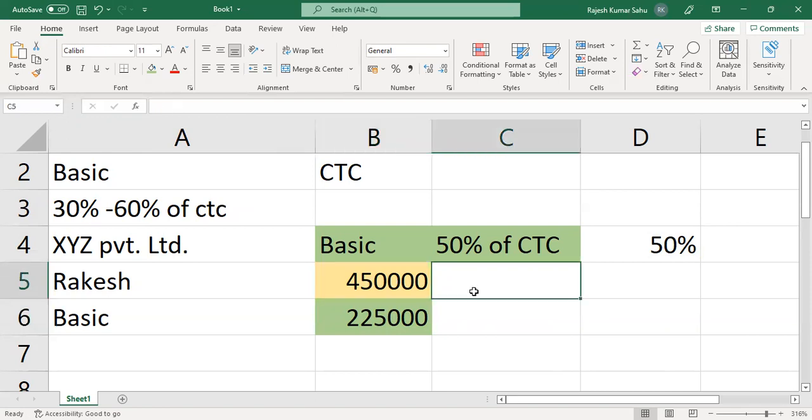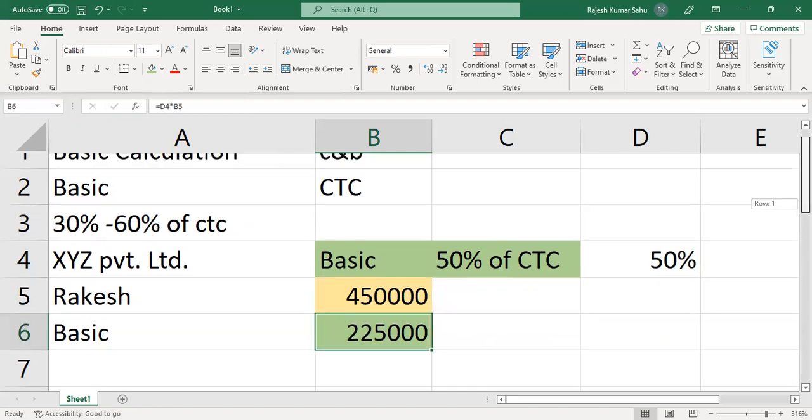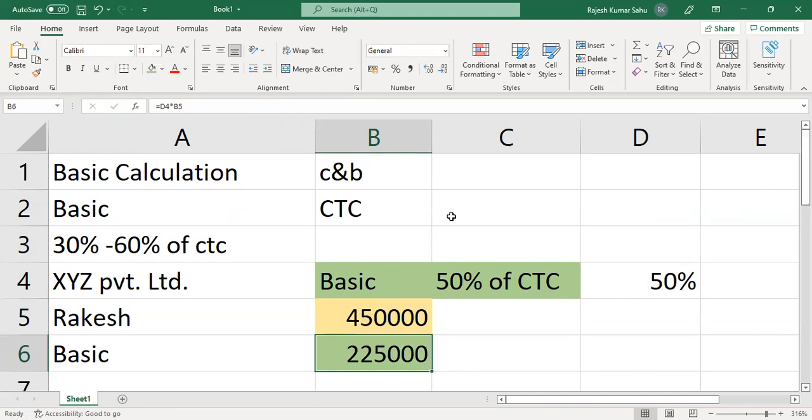But if your CTC amount is not changing, you will get 50% of CTC as your basic salary. And once your CTC amount changes, your basic salary will change also. So whenever you are calculating basic salary, it always depends on the compensation and benefit policy as well as the amount of CTC itself. Thank you.